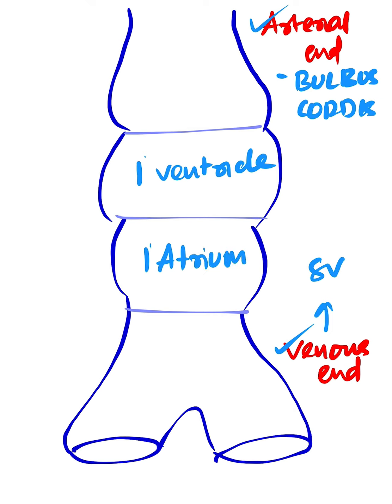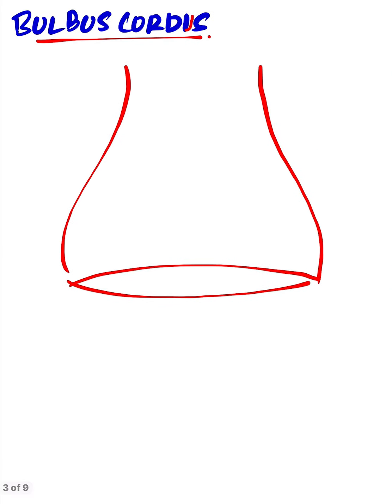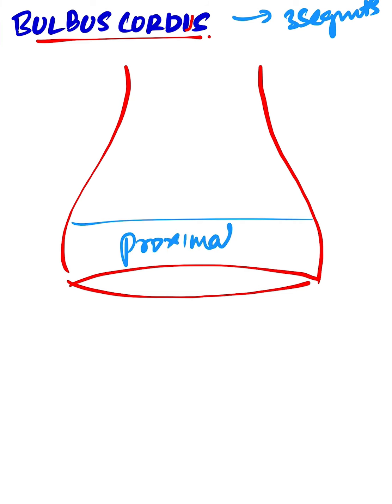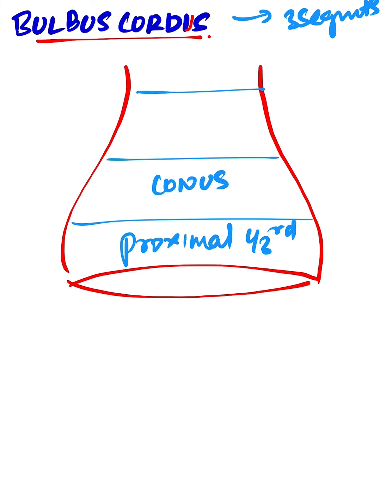Now let us look into the different parts and how they develop in the future. First let us see about this bulbus cordis. This bulbus cordis will have three segments. Initially, this is the proximal one-third part, and the second is the conus part, and this is the truncus arteriosus. This proximal one-third is just named proximal one-third and no special name is given to it, unlike the conus and then the truncus arteriosus. Now, how do these structures develop into our future structures?